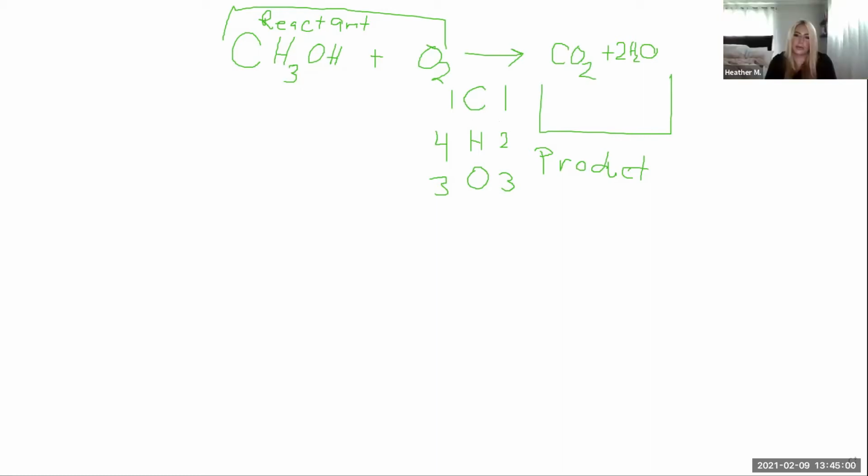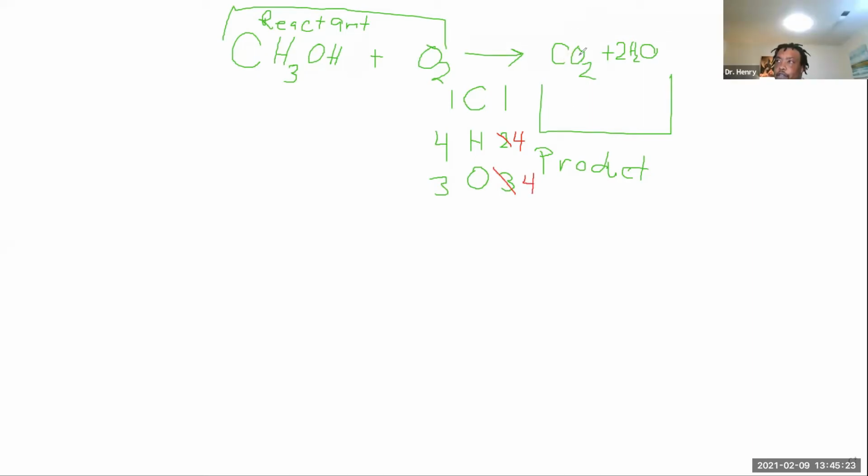So how many hydrogens do I have on the product side? You have 4 now. So my hydrogens are balanced, but how many oxygens do I have? You have more now. You have 4 on the product side and 3 on the reactant. I have 4 now.